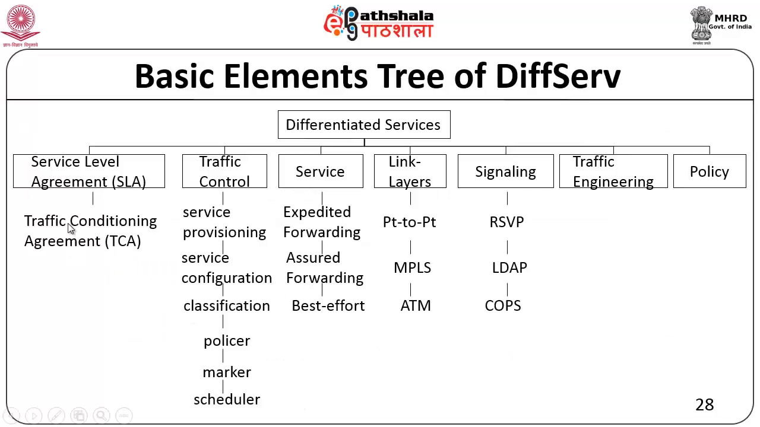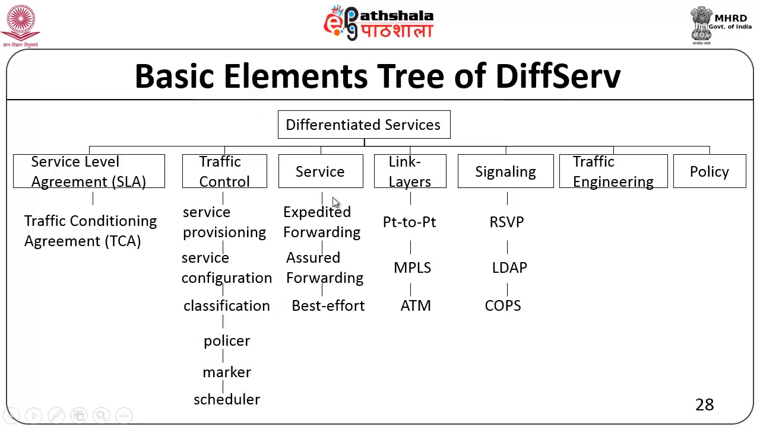So this is just to give you an overall picture of the various elements that we have in the DiffServ. Okay, so you can call it as a DiffServ tree. So you can see that in DiffServ, there will be service level agreements which will be used for the user to let the network know that this is the kind of traffic that it requires and this is the kind of service it requires. So traffic conditioning agreement is what takes place here. So traffic control is done by means of service provisioning. So based on your SLA, some provisioning is done, and then service configuration, and then we have classification, policing, marking and scheduling being done at the edge routers.